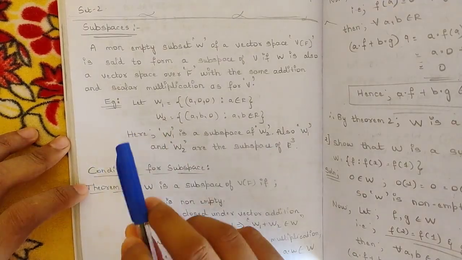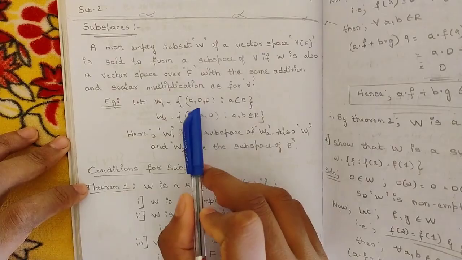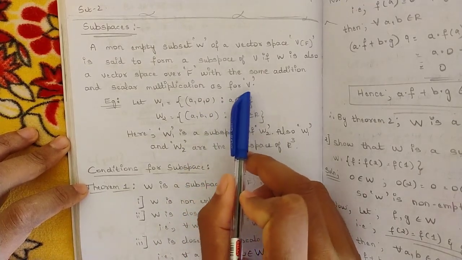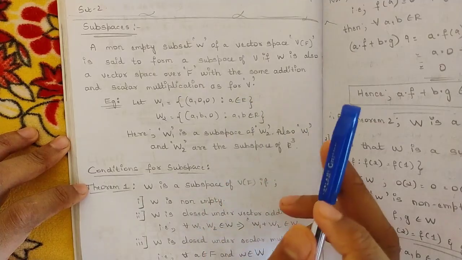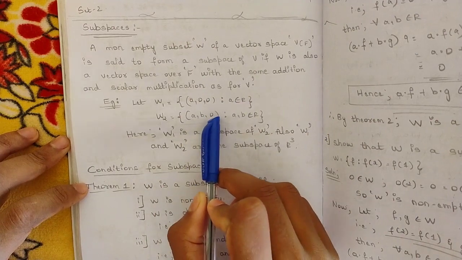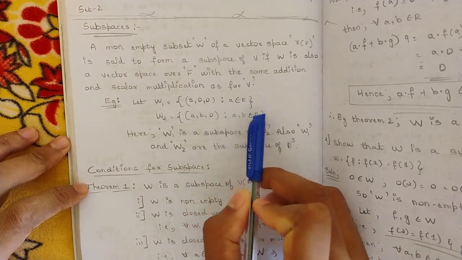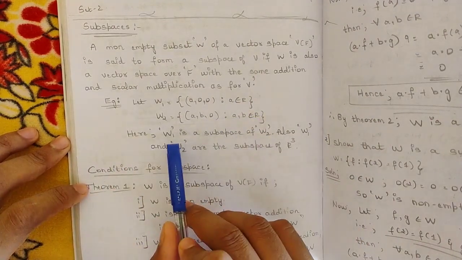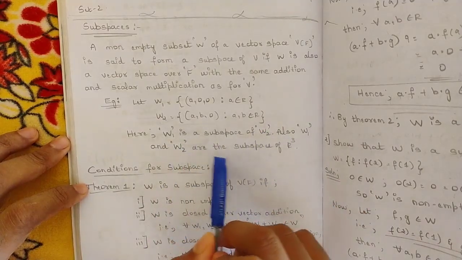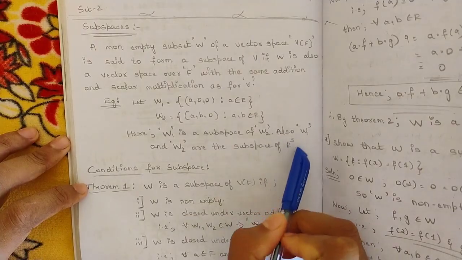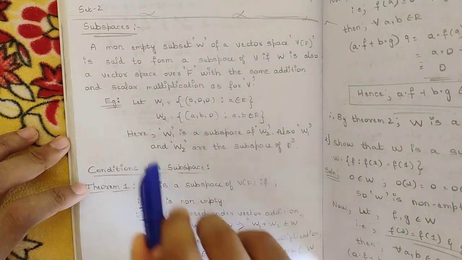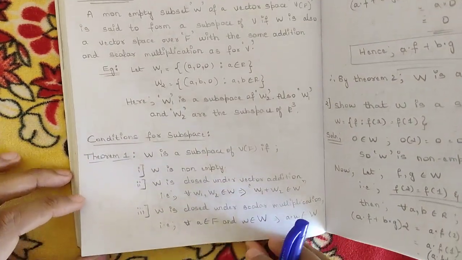An example is given here. Let W1 be the set of (a, 0) where a belongs to R, the set of real numbers, and W2 be the set of (a, b, 0) for values of a and b belonging to R. Then we can say that W1 is a subspace of W2. Also W1 and W2 are subspaces of R cubed, the third order real number set. This is the basic definition of a subspace.